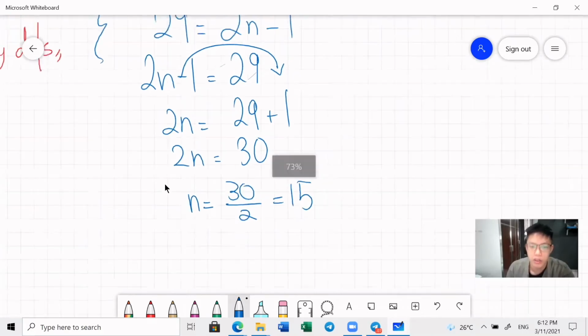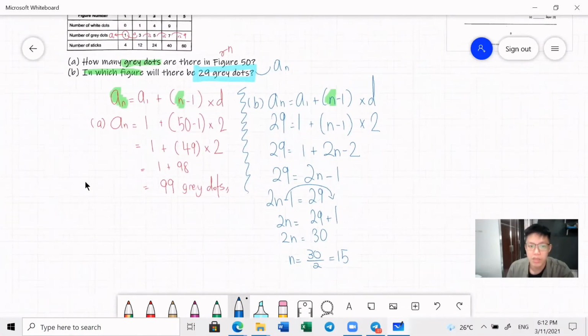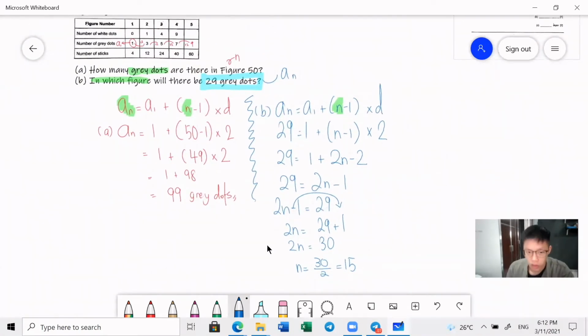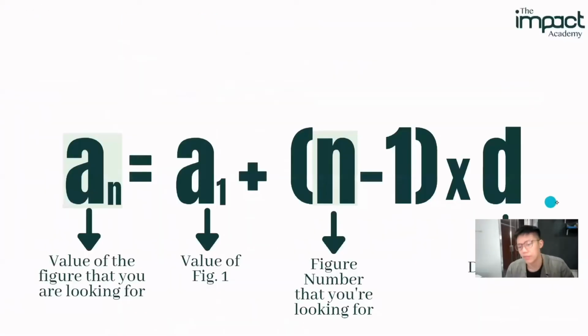So what am I trying to say over here? I am trying to say that in figure number 15, there will be 29 gray dots. And that is your answer. So you can write down figure number 15. Therefore, my answer is figure number 15. With that, I've come to the end of my explanation.